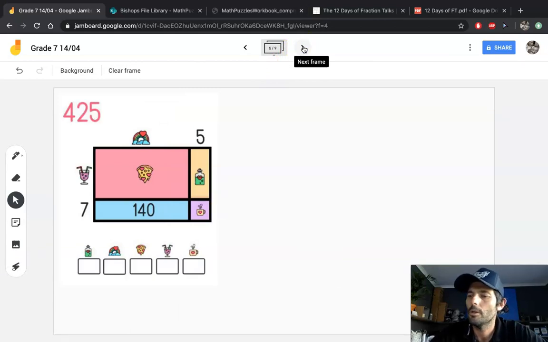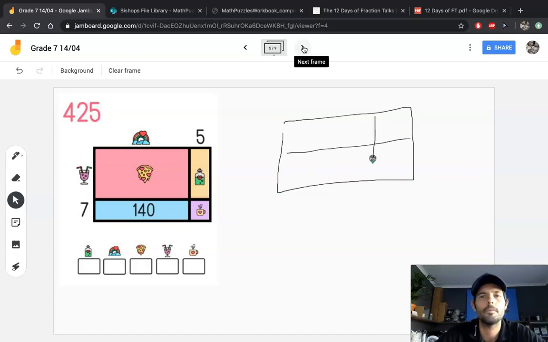Okay, so if I redraw this grid quickly, a bit of freehand. Right, so I'll fill in 7, 140. So straight away you should be saying to yourself, hey, what do I multiply 7 by to get to 140? And that's quite correct, it's 20.